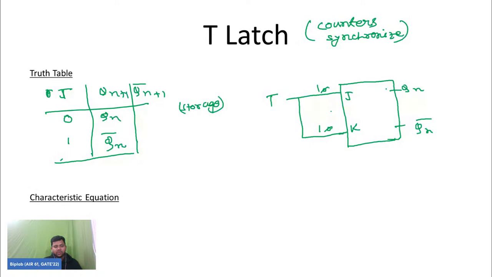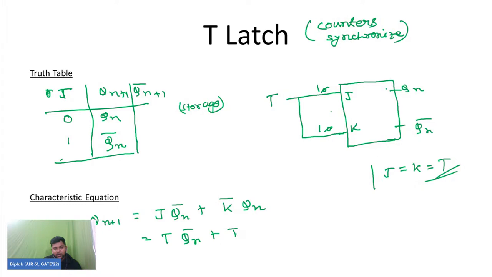Now let us go to the characteristic equation. We already know the characteristic equation for JK, which is Qn plus 1 equals J Qn bar plus K bar Qn. Look at this, we have just found this equation. So what we can do here is that J and K both will be replaced with T. So this will be T Qn bar plus T bar Qn, which is nothing but T XOR Qn. Okay, fine. So I think the characteristic equation is clear for the T latch.